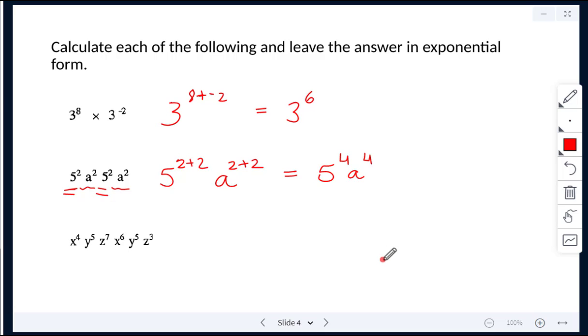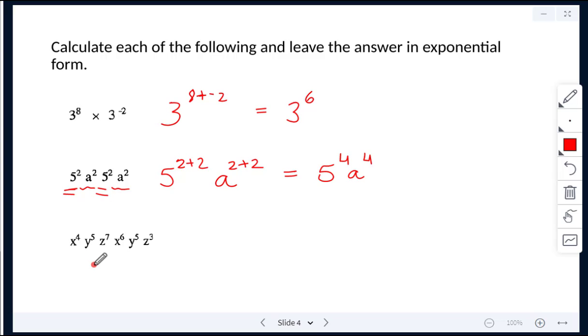All right, so just in this example, there's no multiplication sign or those dots, but we know that anytime there's no symbol in between numbers or letters like this, it means multiplication.